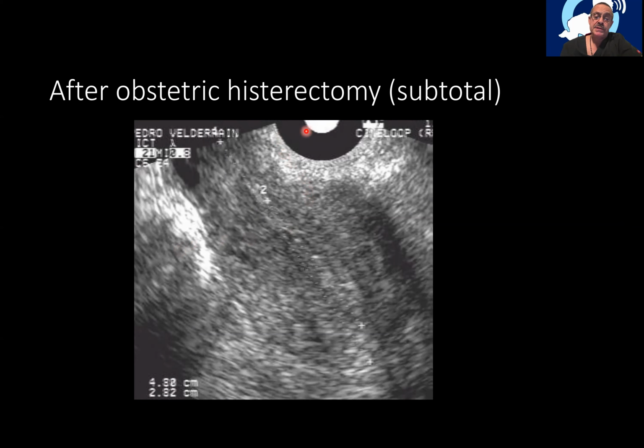Change in subject. This is an image after obstetric hysterectomy, which usually is subtotal because it's not easy to take the cervix out with everything inflamed and modified, and you can actually put the patient in more danger or cause injuries to the ureters or to the bladder.